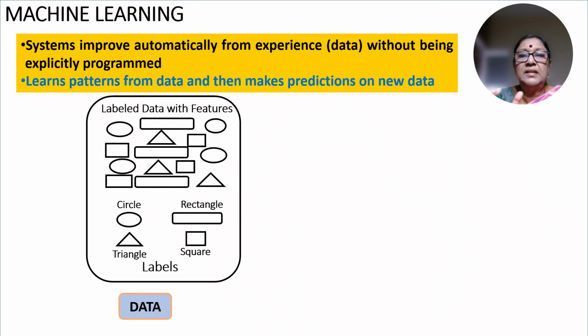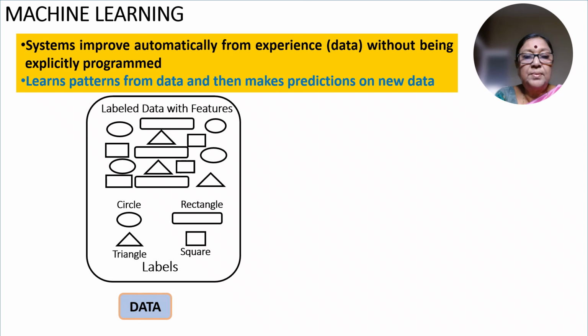This is an important part. You don't tell it what rules you have to use, this is the logic you have to use. Without telling that, it learns directly from the data. And what does it learn from the data? It learns patterns from the data. And if you're given entirely new data, unseen data, you can use these patterns to make predictions.